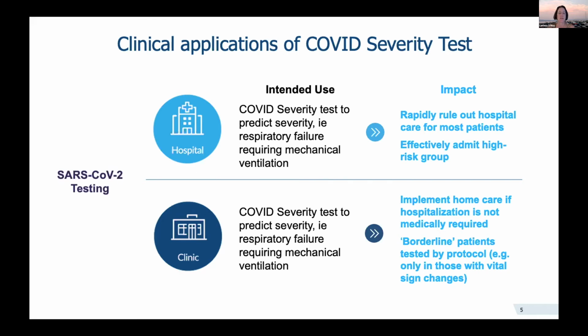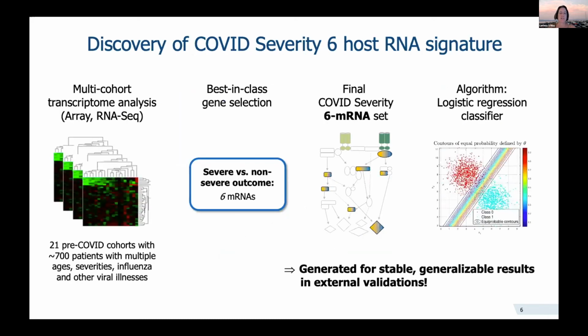So for example, if during the ED course you notice that there were vital sign changes, that might be an indication to do testing. I should mention that this is really predicated upon the fact that you would have a SARS-CoV test result first. So let's talk a little bit about the discovery of this.